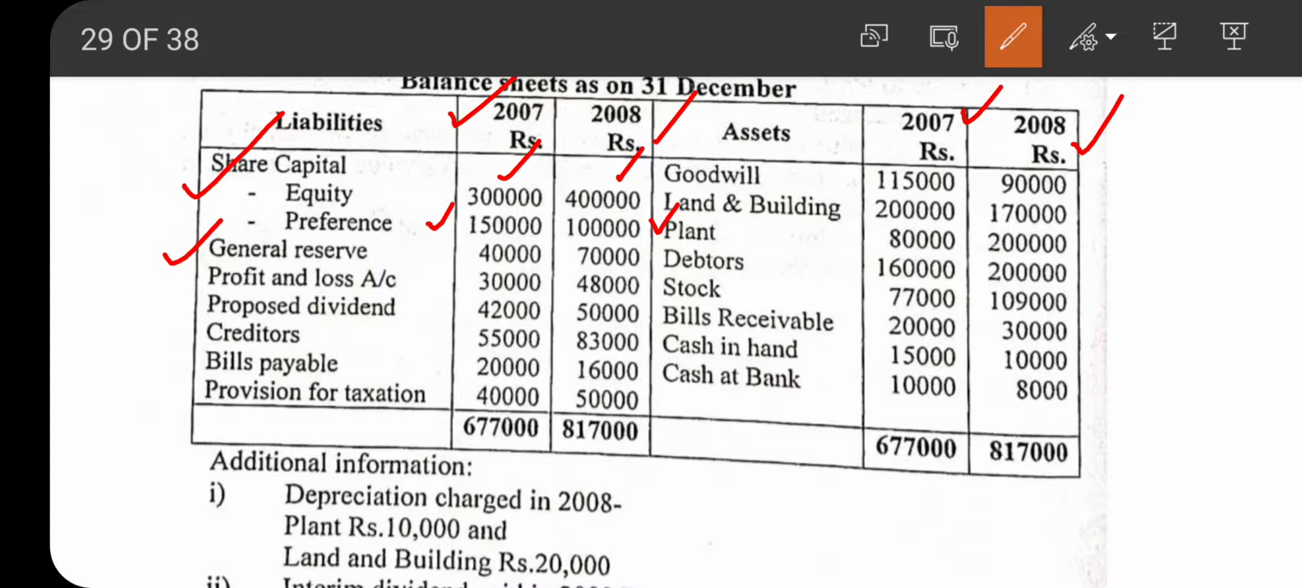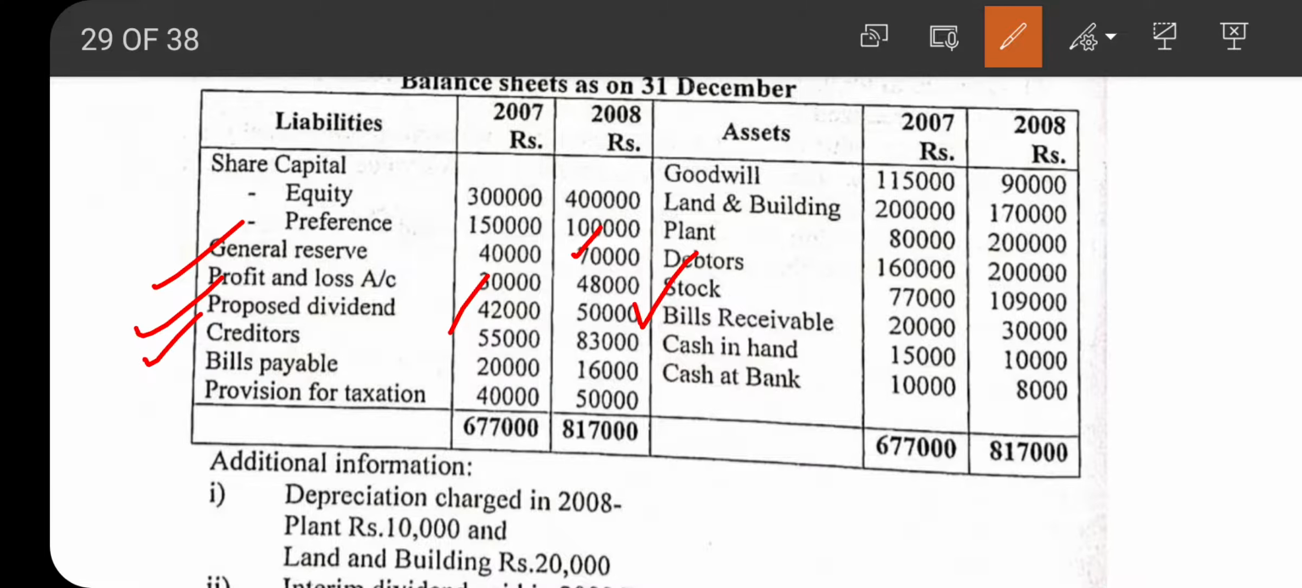Then we have general reserve. Opening balance is 40,000, closing balance is 70,000. So 30,000 is transferred to general reserve, which we need to add to the closing balance of profit and loss account, since it is a non-operating expense. Then profit and loss account: opening balance 30,000, closing balance 48,000. This will be considered when we do cash flow from operating activities. Then proposed dividend: opening balance is 42,000, closing balance is 50,000. We need to open the account.